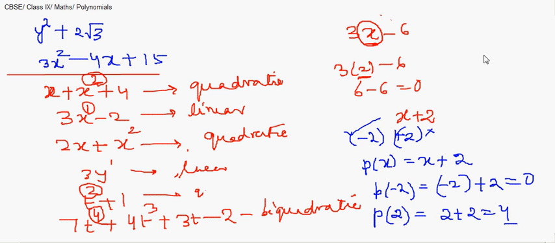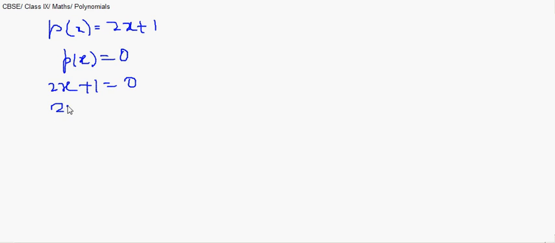Now this is when we are checking if a given value of x is a 0 of a given polynomial or not. The reverse question can be when I am giving, suppose, a polynomial that is 2x plus 1, and we have to find the 0 of this polynomial. To do so, we have to write p(x) as 0. So we'll write 2x plus 1 equals 0, 2x equals minus 1, so x equals minus 1 by 2. That means at the value where x is minus 1 by 2, our polynomial will give us a 0.